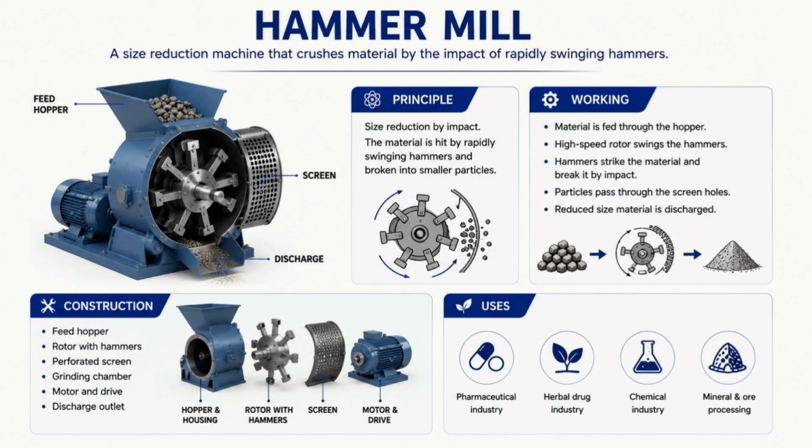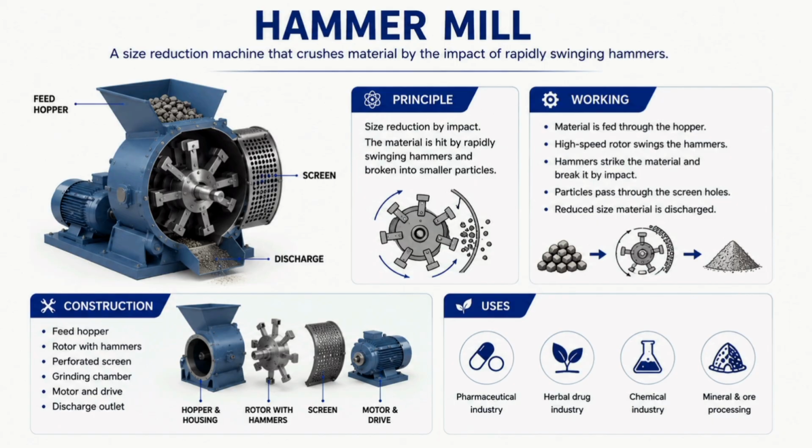What are the uses of this mill? Used for size reduction of dry materials, used in pharmaceutical powder preparations, used in the food and chemical industries. What are the advantages of this mill? It has a high production capacity, continuous operation, easy to clean, uniform particle size.